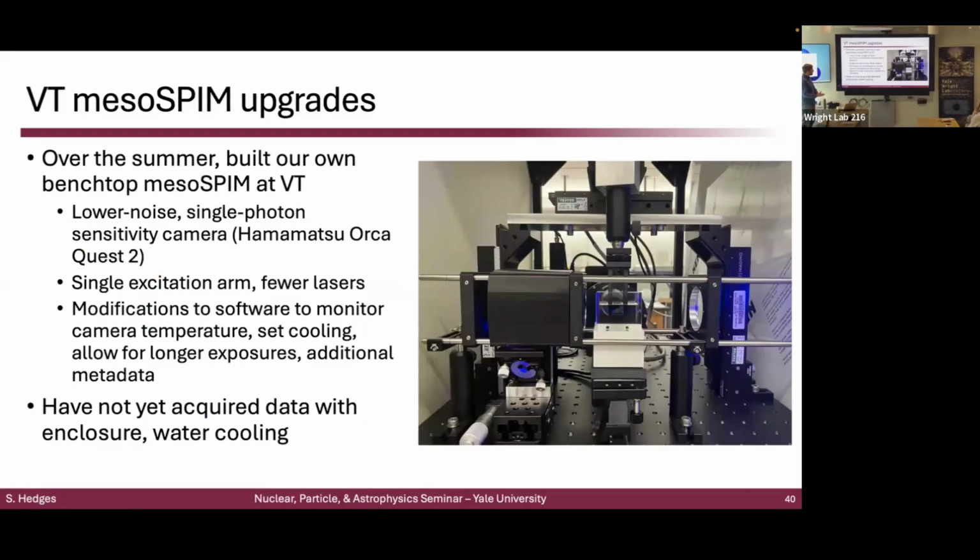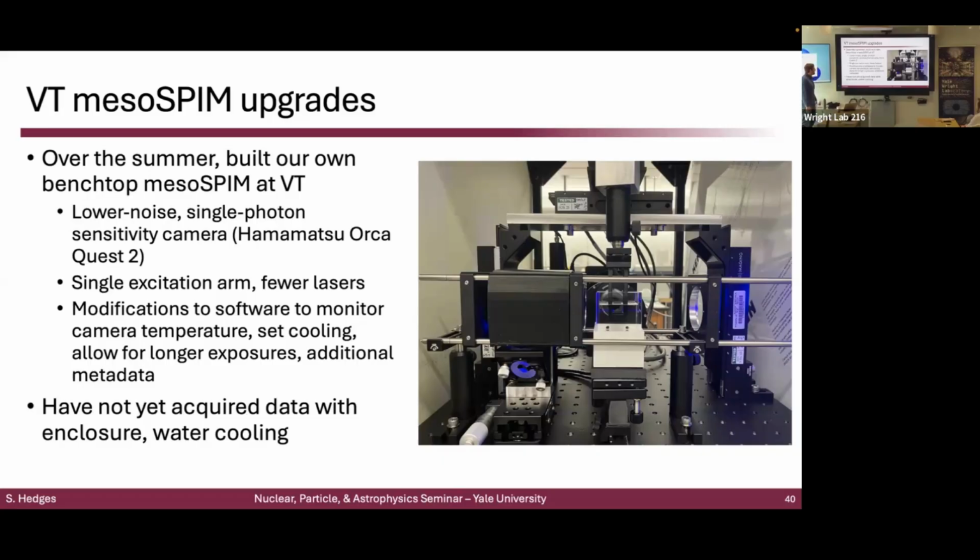So as I mentioned, those results were all very promising. Over the summer, though, we built our own mesoSPIM at Virginia Tech. We swapped out the camera for this low noise single photon counting camera from Hamamatsu. The biologists use 2 different excitation arms because their samples are typically less transparent than ours, so they need to probe them from both sides. With us, our lithium fluoride or our diamond samples are all mostly empty space, so we can basically see through them from just looking at excitation light from one side.